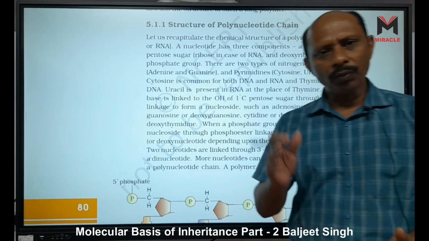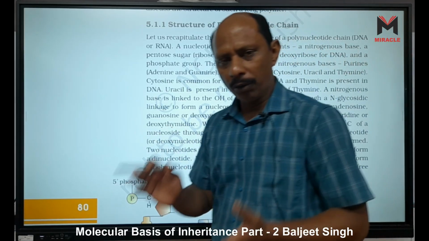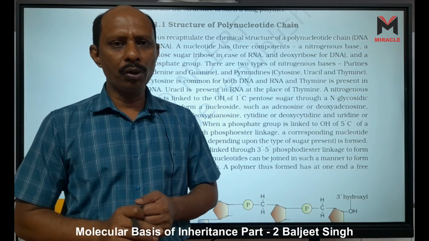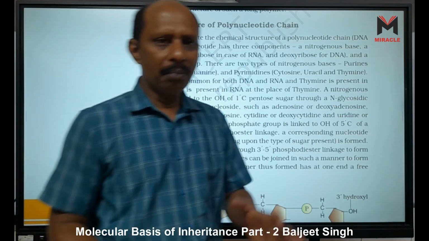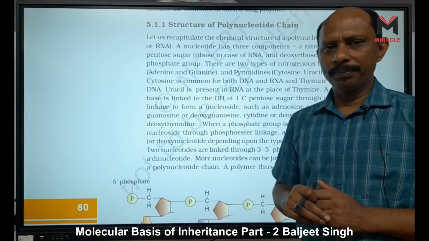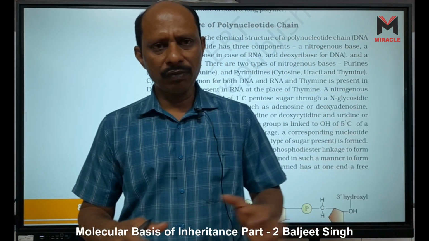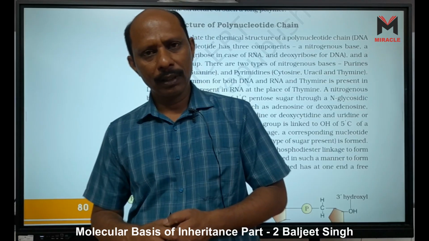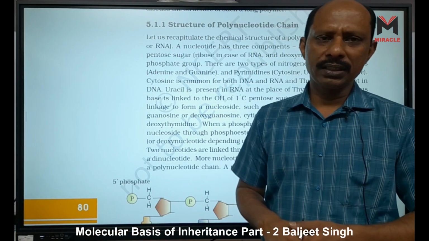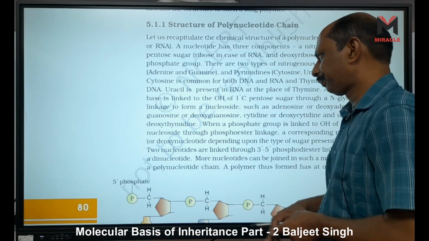What does nucleoside mean? When a nitrogen base and pentose sugar bind with each other, this structure is called a nucleoside. And when a nucleoside binds with phosphoric acid, this structure is called a nucleotide. Right? We can say a nucleotide means nitrogen base, pentose sugar plus phosphoric acid. Or we can also say nucleoside plus phosphoric acid is a nucleotide, because nucleoside means nitrogen base and pentose sugar.